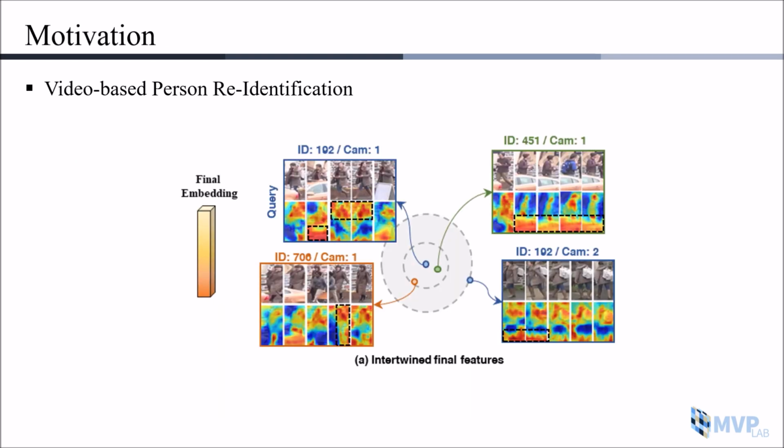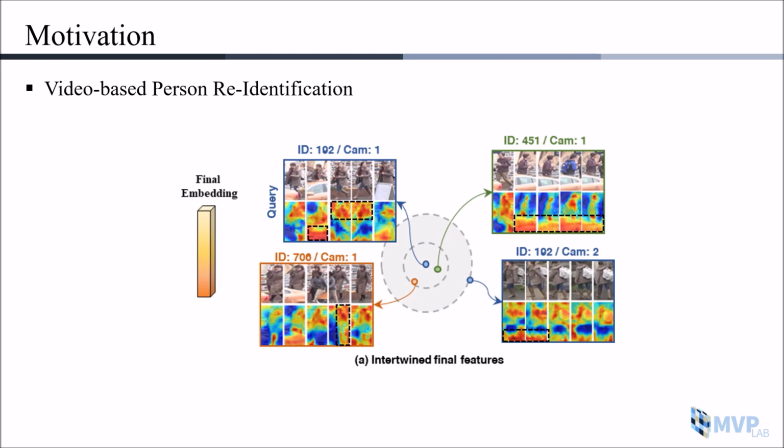Most methods obtain one final embedding by utilizing spatial and temporal information. But these methods use such information without removing the distractor, which causes intertwined features. Let's look at the figure. As the time interval between frames is small, a similar background is repeated. So the network frequently learns the background as a key feature, as in the activation map, like the dashed box areas.